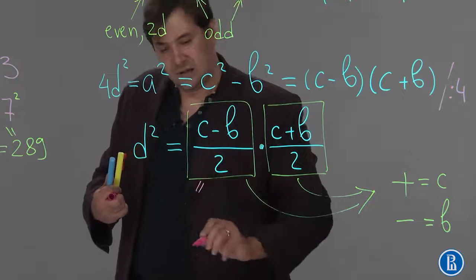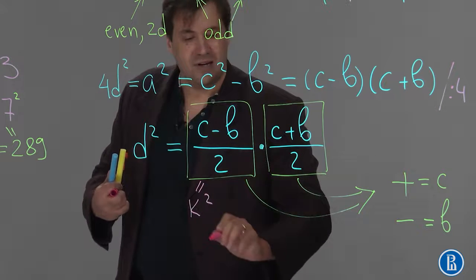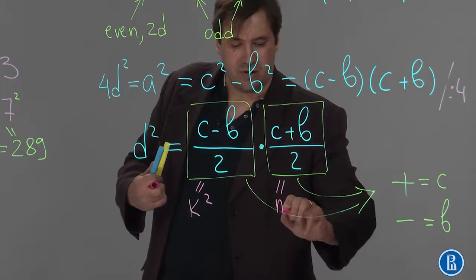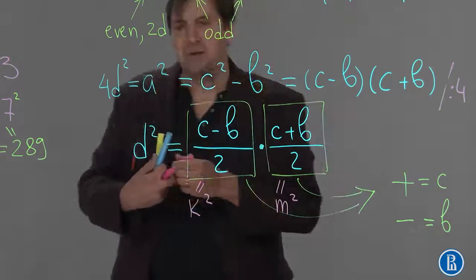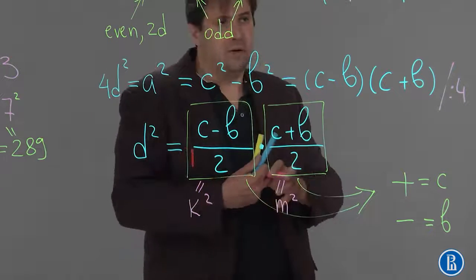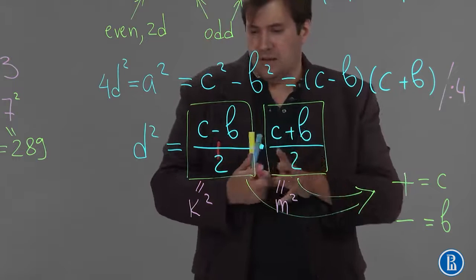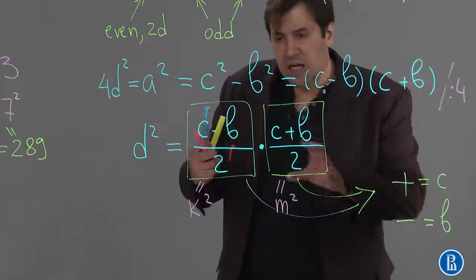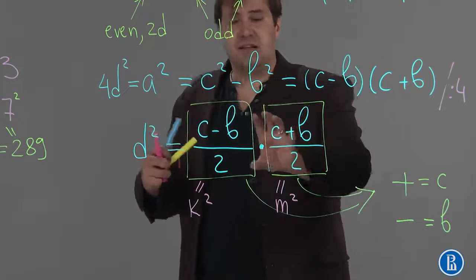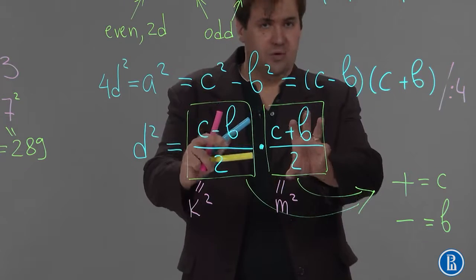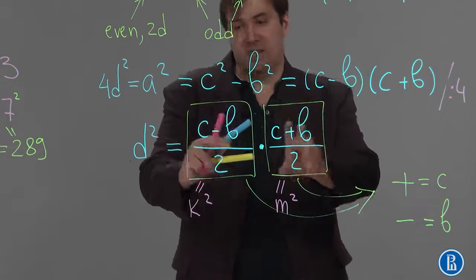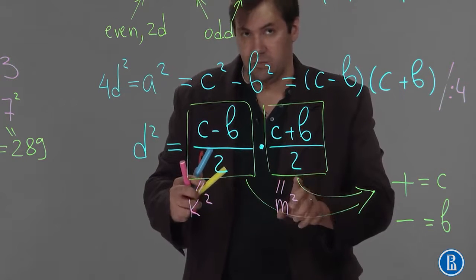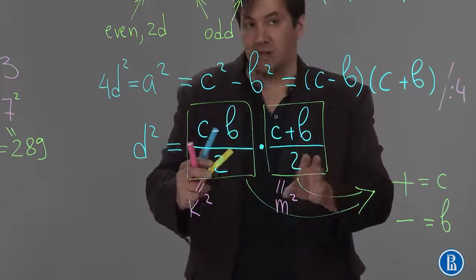So let's call this k square, and let's call this one m square. What happened just right now? Well, I will repeat this once again. If we have two integers such that they are coprime, and their product is a square, then each of these integers must be a square. I mean, a square of an integer.